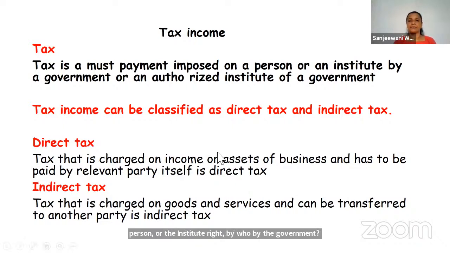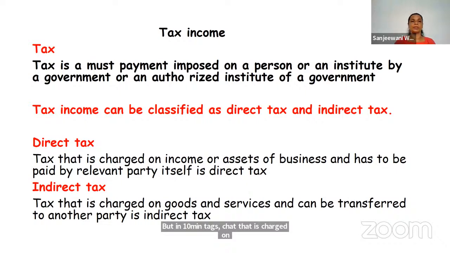So tax income can be classified as direct and indirect. So what is direct taxes? Tax that is charged on income or assets of business and has to be paid by relevant party itself. So the difference between direct tax and indirect tax is, children, direct tax you cannot transfer to anybody, right? You have to pay from yourself. But indirect tax, you can transfer this, right? But indirect tax is tax that is charged on goods and services and can be transferred to another party, right? So that is indirect tax, children.